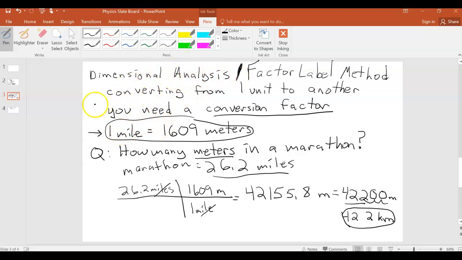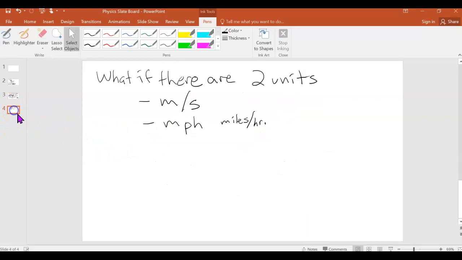We're going to do another example before I do an example on your problem set. So we're going to look at, okay, what if there are 2 units? In the US, miles per hour are common to us, right? We know, say in a school zone, you're 20 miles per hour. If you're on the highway, legally, it's 55 to 65 miles per hour. So we want to be able to convert that to, say, meters per second.